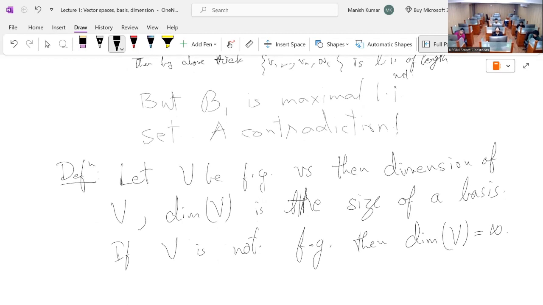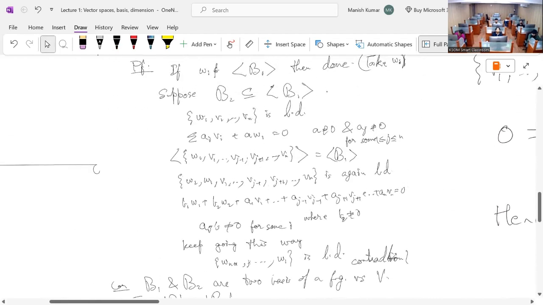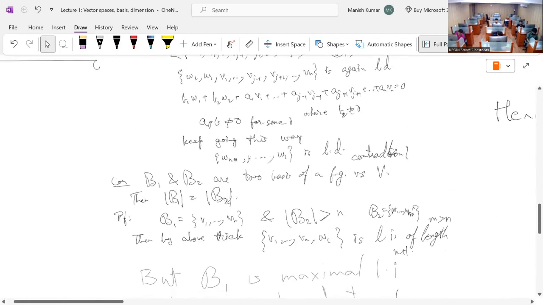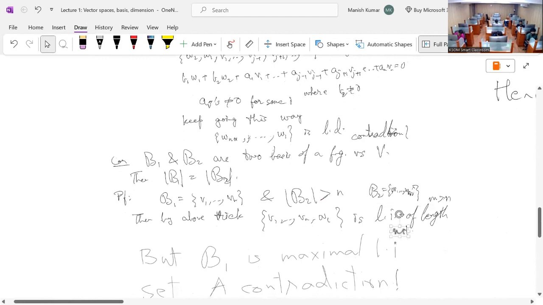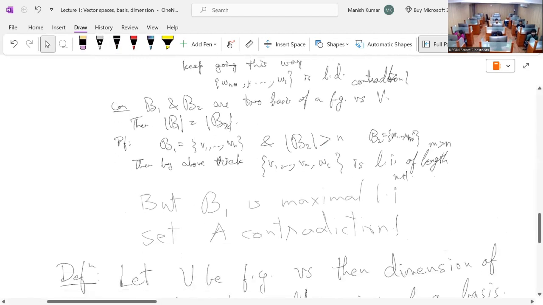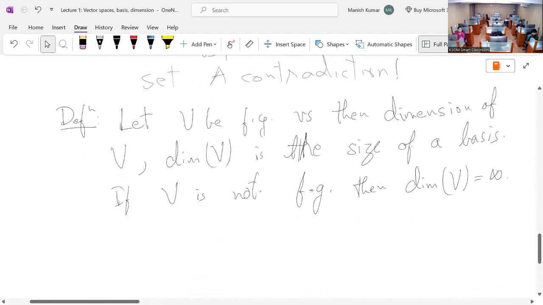In fact, this theorem which I've written, that any two bases have the same size, is actually true even if V is infinitely generated. Then they are both infinite, but what you can say is that the cardinality of the two sets is the same.